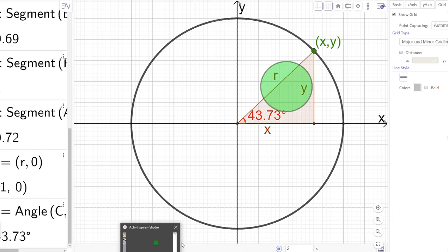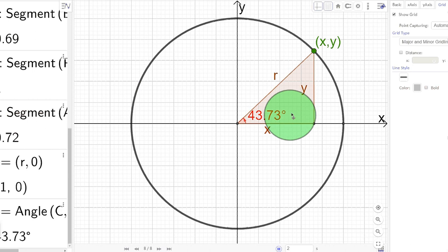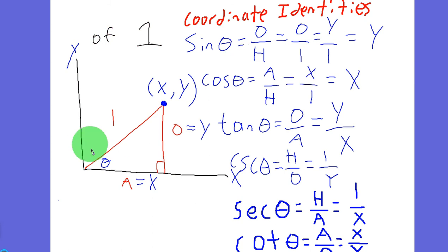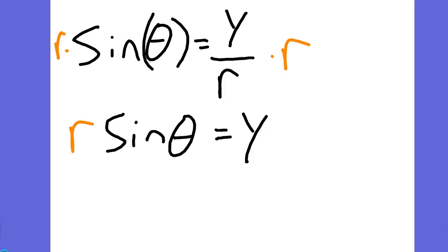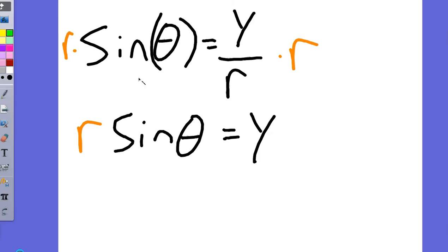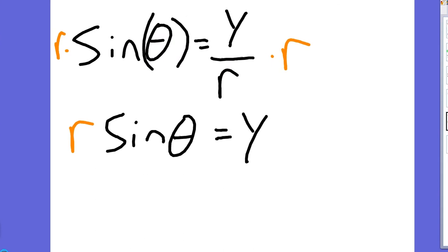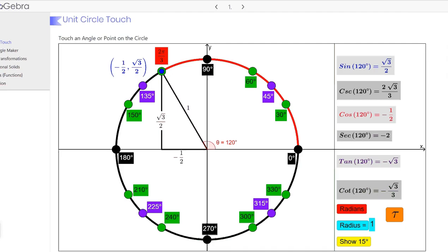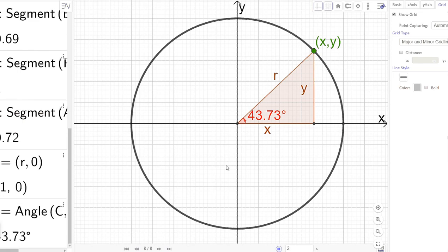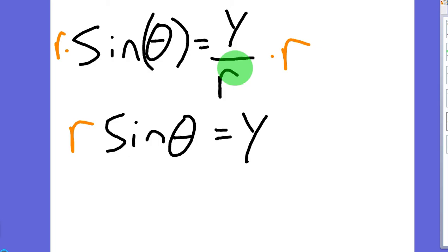If I go back and bring up my coordinate identities, we're going to take a look at those now. So let's assume now that the radius is r. How can we show the coordinate identities there? Well, this is why we usually make the unit circle equal to just 1. Like we said, sine of theta would be y over r if we assume that the radius of our unit circle is r. So it'd be y over r.